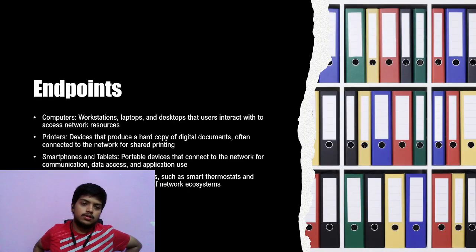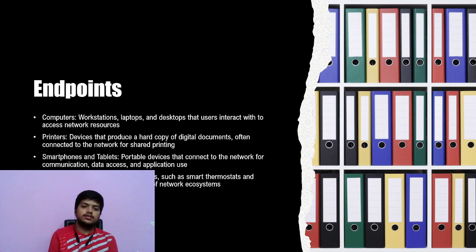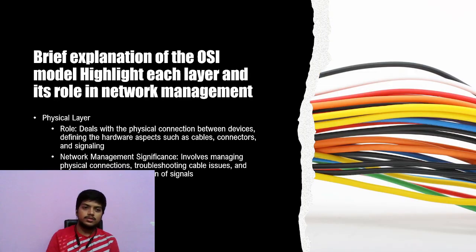Next are the endpoints: computers, printers, smartphones and tablets, IoT devices. Computers, laptops, and PCs are used to interact with and access network resources. Printers produce a hard copy of digital documents, often connected to the network for shared printing. Smartphones and tablets are portable devices that connect to the network for communication, data access, and application use. IoT devices, Internet of Things devices such as thermostats and sensors, are increasingly becoming part of the network ecosystem.